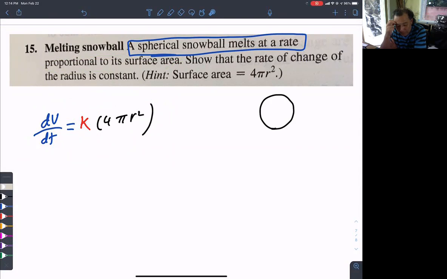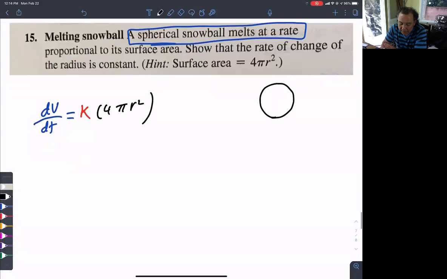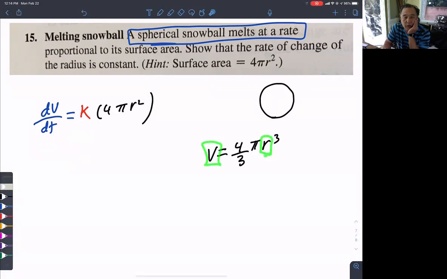So where do we go from here? Well, I see a dV dt, and you probably don't have to memorize this. They would tell you on an actual AP test. The volume of a sphere is 4/3 pi r cubed. That's the volume. The next thing I want to tell you, the volume and the radius are all functions of time. As a snowball melts, the volume changes with time and the radius changes with time. So they're both functions of time.